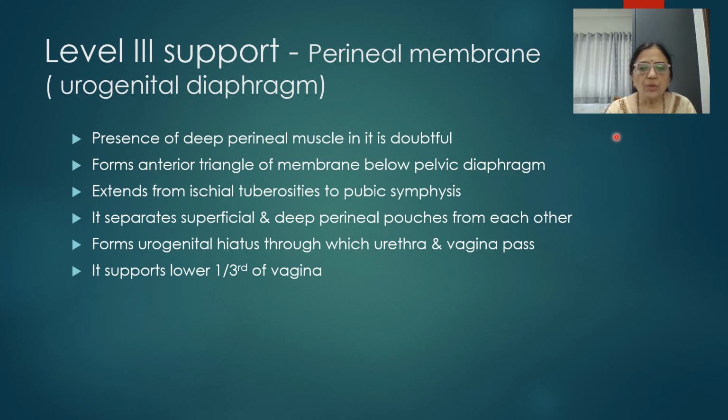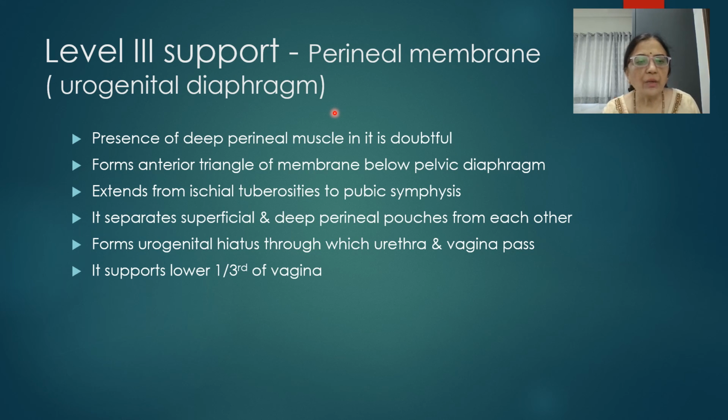Level 3 support is to the lowermost one third part of the vagina. It is provided by the perineal membrane and perineal body. Perineal membrane is nothing but what was previously called the urogenital diaphragm. Again, I am repeating, because the presence of deep transverse perineal muscle in it is doubtful. There is a doubt about that, and that is why even the latest Te Linde's operative gynecology is also using the terminology perineal membrane and not urogenital diaphragm.